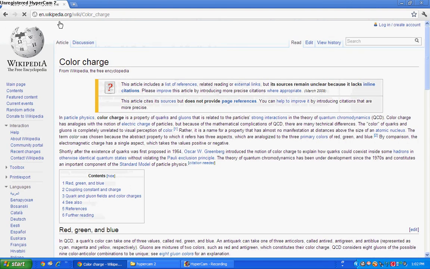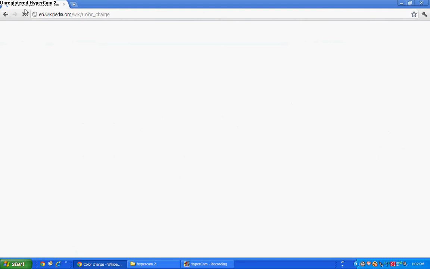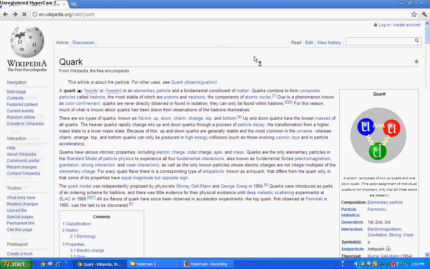Oops, I did not want to go to the color charge page. Quarks also carry a color charge, which helps the strong force. Anyway, for the... this is annoying me.